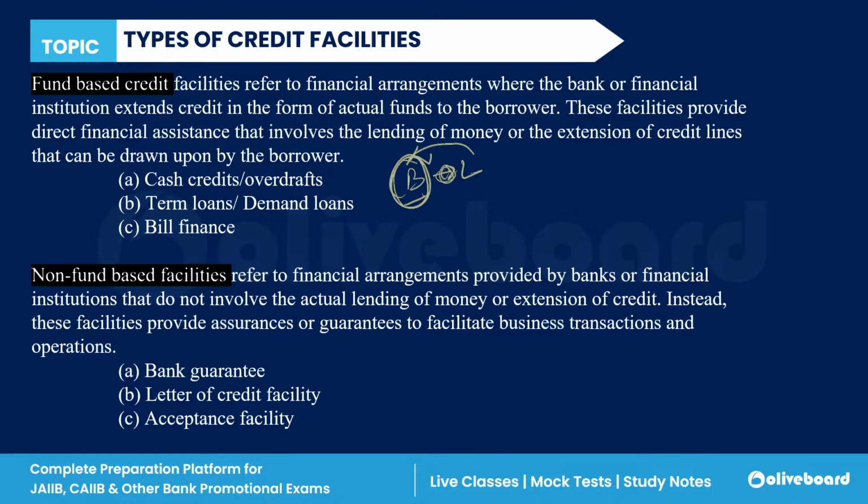Like if you have a cash credit, overdraft, term loan, demand loan, and bill finance, these are all considered as what? These are all considered as fund-based facilities. Clear?